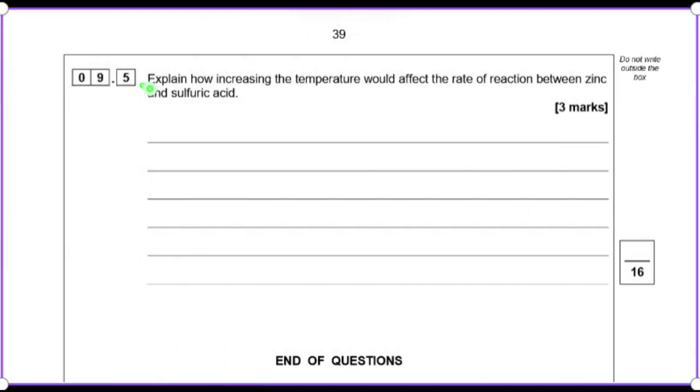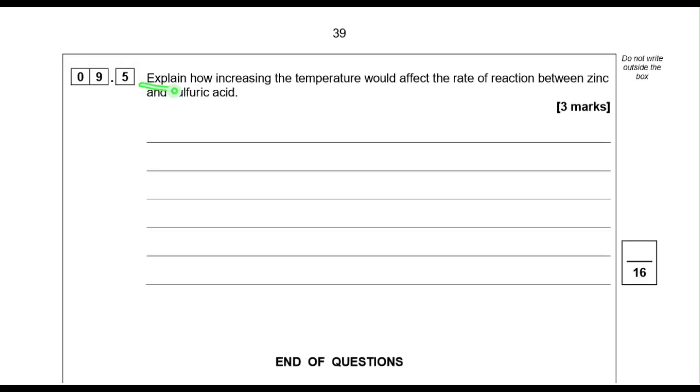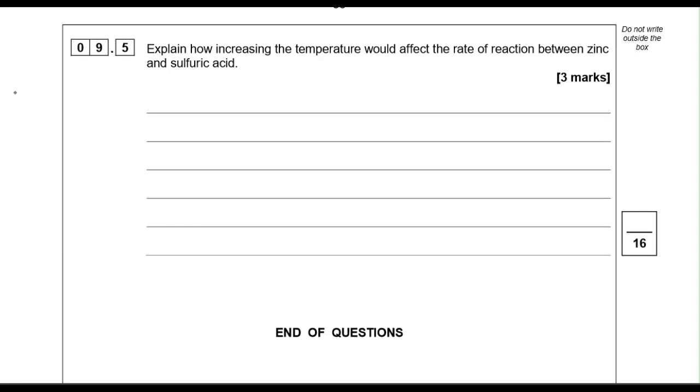Over the page for the last question. Hurrah! 9.5. Explain how increasing the temperature would affect the rate of reaction between zinc and sulfuric acid for 3 marks. This is a bog standard. You should have learnt this in your lessons in chemistry. This is all about collision theory.